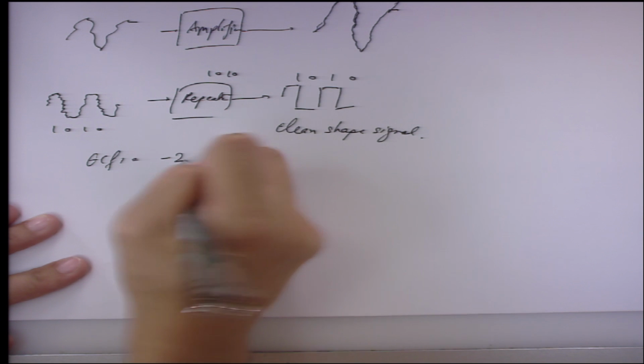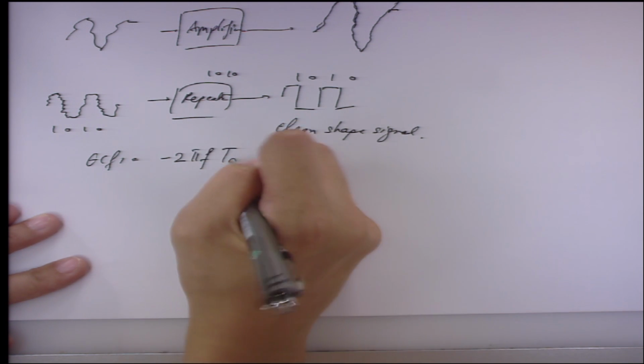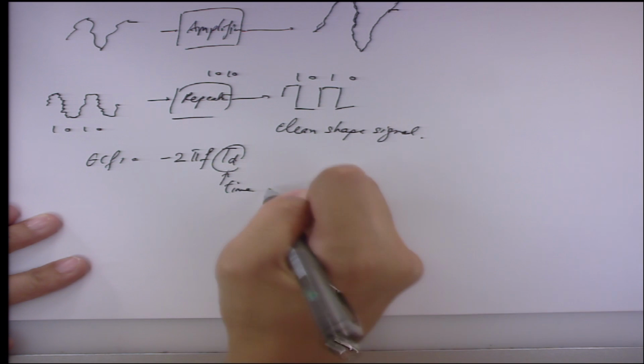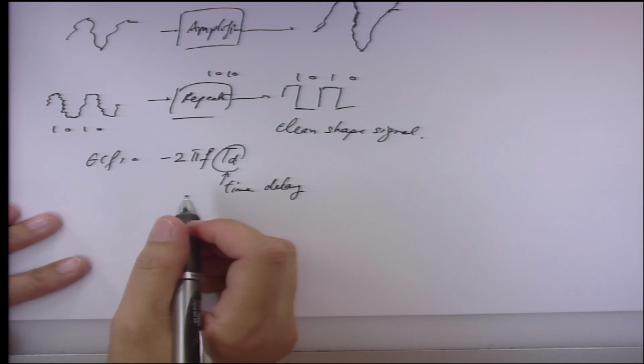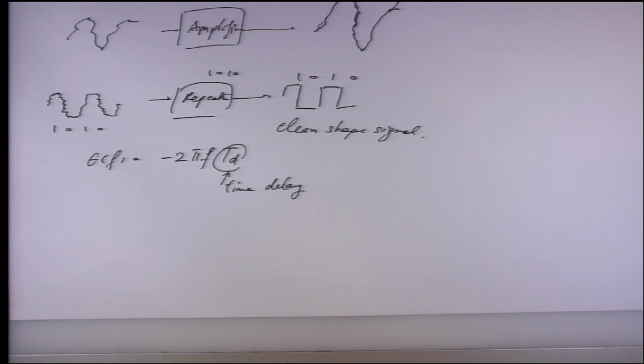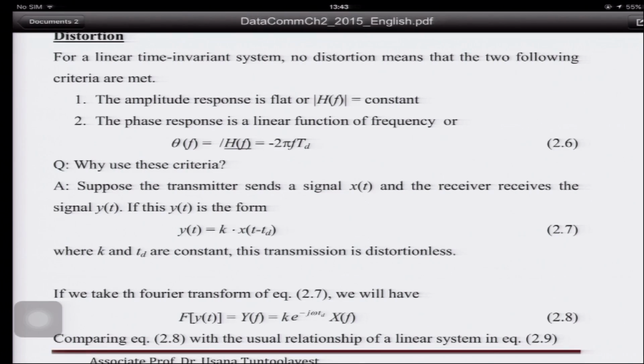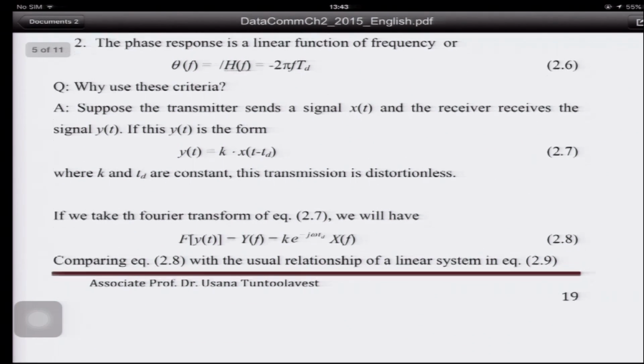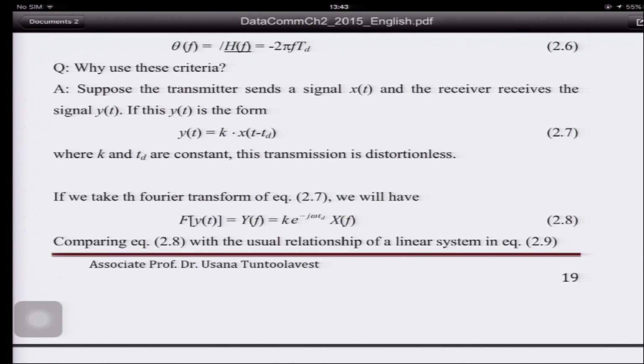Phase equals minus 2 pi f t sub d. This is a time delay. Now, why should we use this criteria? Suppose the transmitter sends a signal x(t), and the receiver receives the signal y(t). If y(t) is in the form y(t) equals a constant k times the function x of t minus t_d, where t_d is a constant time delay, you will see that this transmission is distortionless.